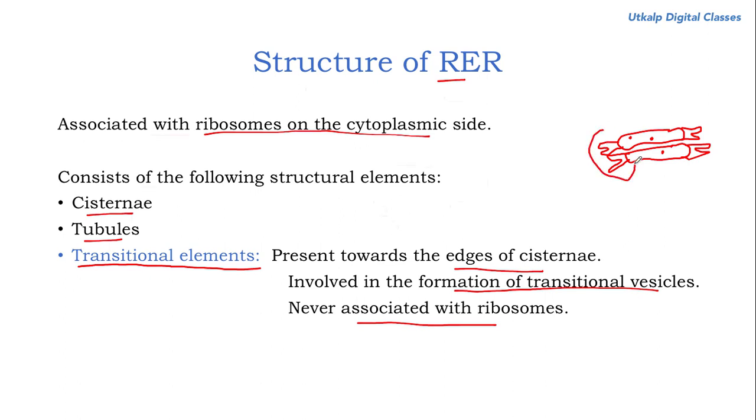Can you tell me one importance of not being associated with ribosomes? If the transitional elements are associated with ribosomes, the vesicle which buds off from the transitional element is also going to have the ribosomes.